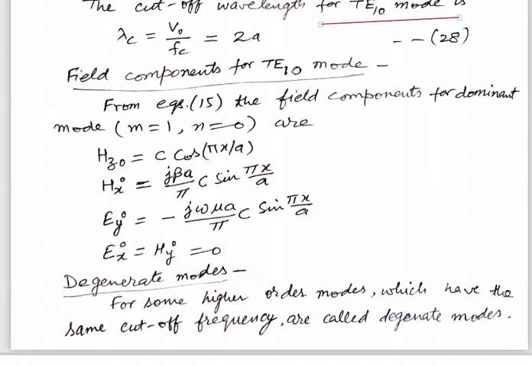In this way we have discussed all the possible parameters for the transverse electric waves in rectangular waveguides. In our next lecture we will discuss the field patterns and the excitation methods for these various TE and TM modes inside a rectangular waveguide. Thank you.